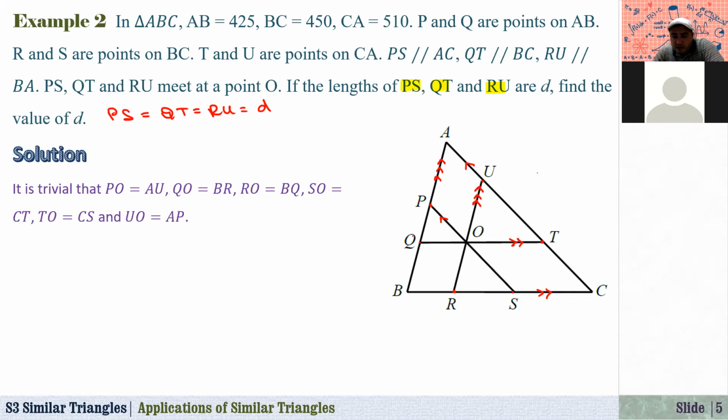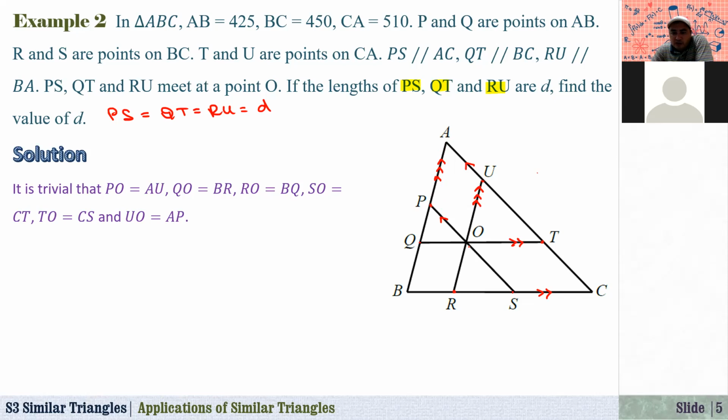Now, what we can see obviously is that PO is equal to AU. Why are they equal? Because PO and AU are parallel to each other. You see here, APOU is a parallelogram, because AP is parallel to OU and PO is parallel to AU. If we are given a quadrilateral where opposite sides are parallel to each other, we call it a parallelogram. And in a parallelogram, opposite sides are equal. So PA is equal to OU and AU is equal to OP.